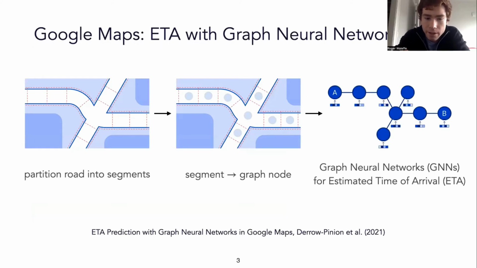Well, it turns out that as of 2021, Google Maps predicts the estimated time of arrival for route options using graph neural networks. They partition the road into segments, then represent each segment as a node in a graph, and connect adjacent segments by edges. Then they use graph neural networks on the resulting graph together with feature data about each node, like real-time travel information or traffic, to make predictions about the estimated time of arrival. So possibly without even knowing it, many of us have actually used the predictions of a graph neural network before in our daily lives.